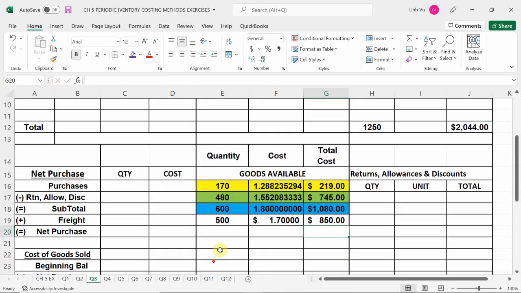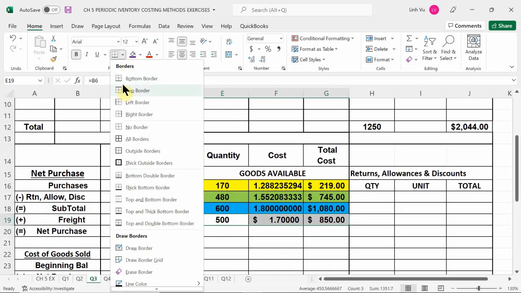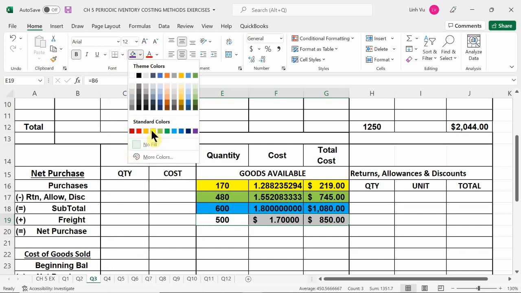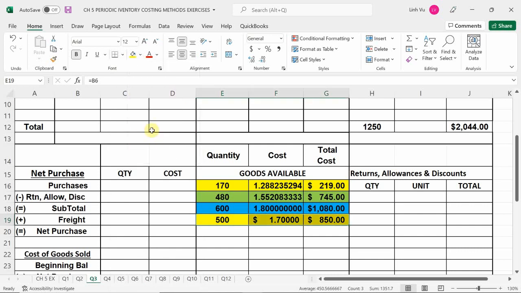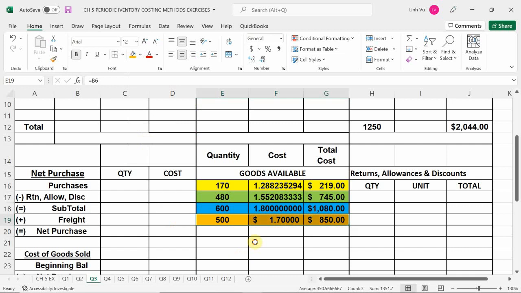I'm going to make sure I reference this as orange. Oh, wrong one. Okay, orange, so we can see this difference. Oh, that doesn't look right. I didn't change it. Okay, there you go, orange. So I've got yellow, green, blue, and then orange.